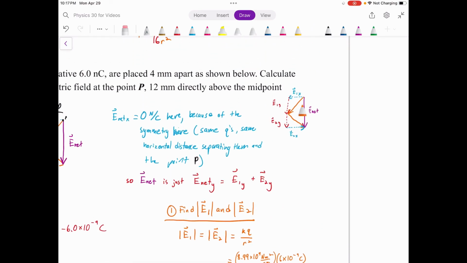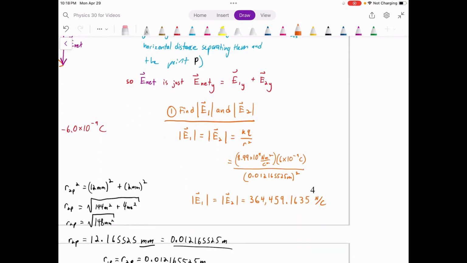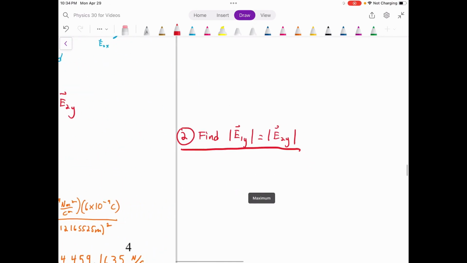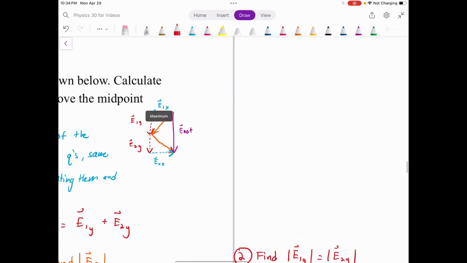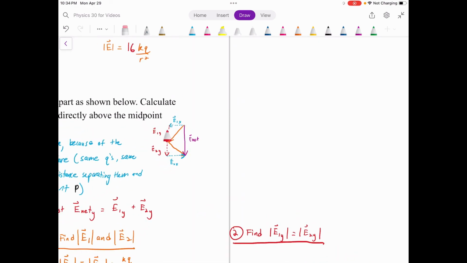Okay, so remember what we said. What we've now got is how large this is. But because of looking at the situation and feeling it out, we realized that the x components just cancel each other out, and it's only the y components that add up, and those y components give us the net electric field. The x's end up canceling each other out. So now we just need to figure out what the y component is if this is 364,459 newtons per coulomb. So how would we find those y components that we need to find the net electric field, like we saw here?